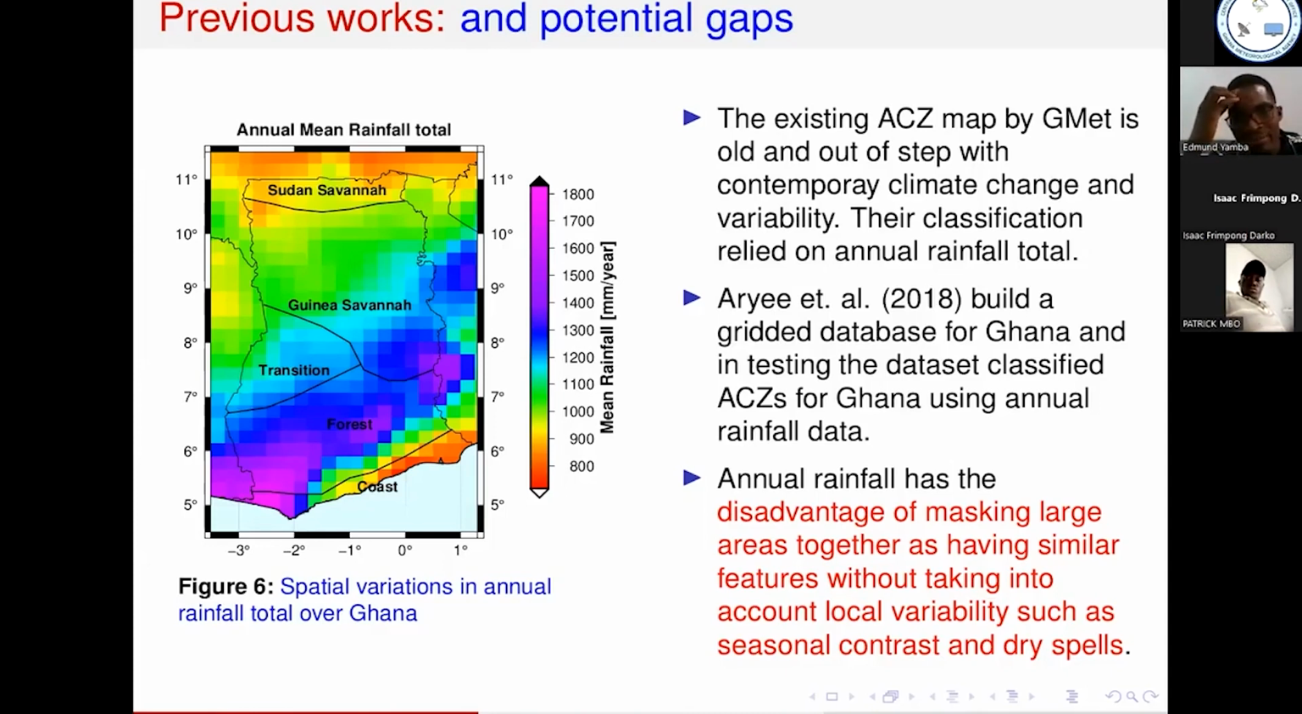And then I was explaining that even though these ideas were good, there's a kind of disadvantage when you are using annual rainfall total, because annual total rainfall usually marks a very large area together as having similar features without taking into account any local variability. So for example, if you want to see any seasonal contrast or dry spells within seasons, annual total rainfall will not allow you to make that difference.